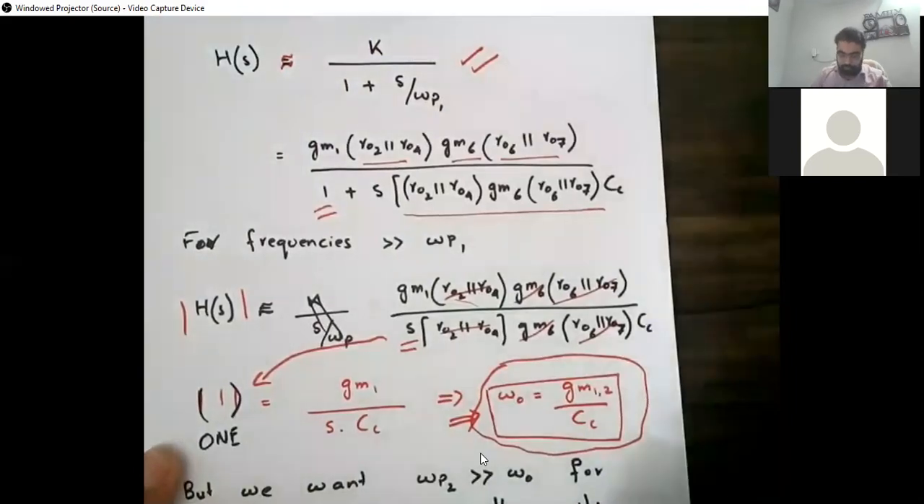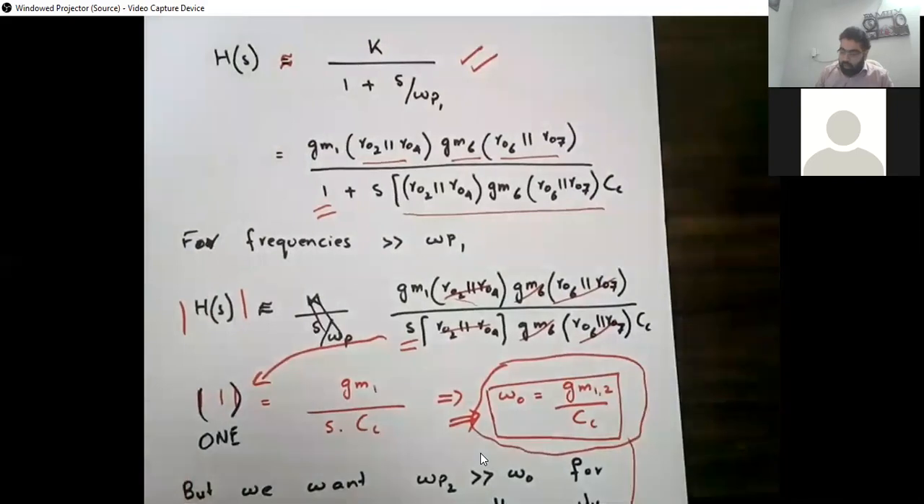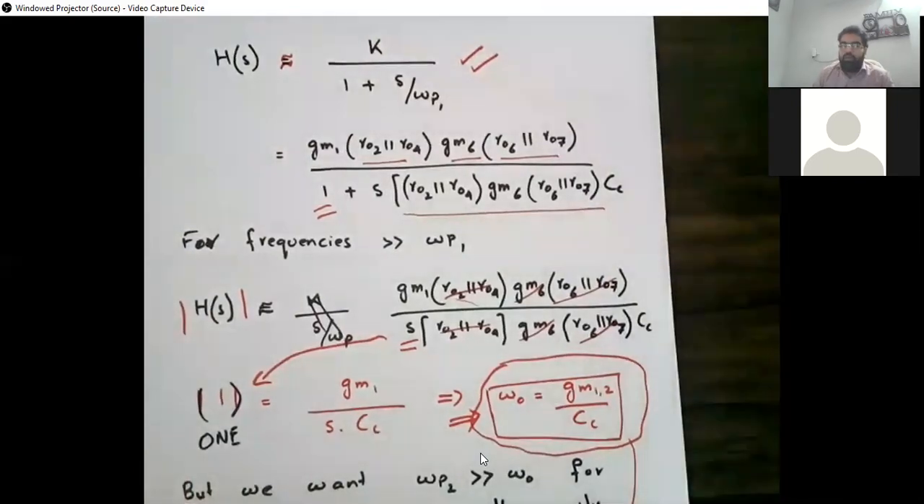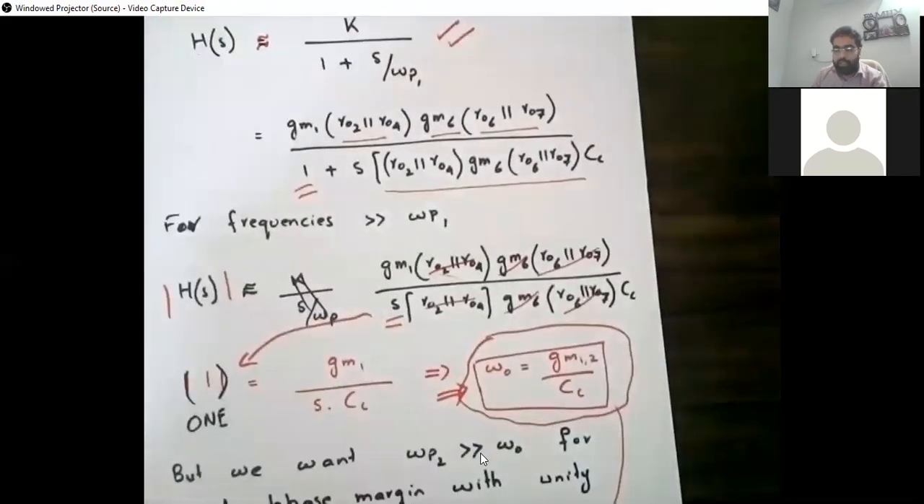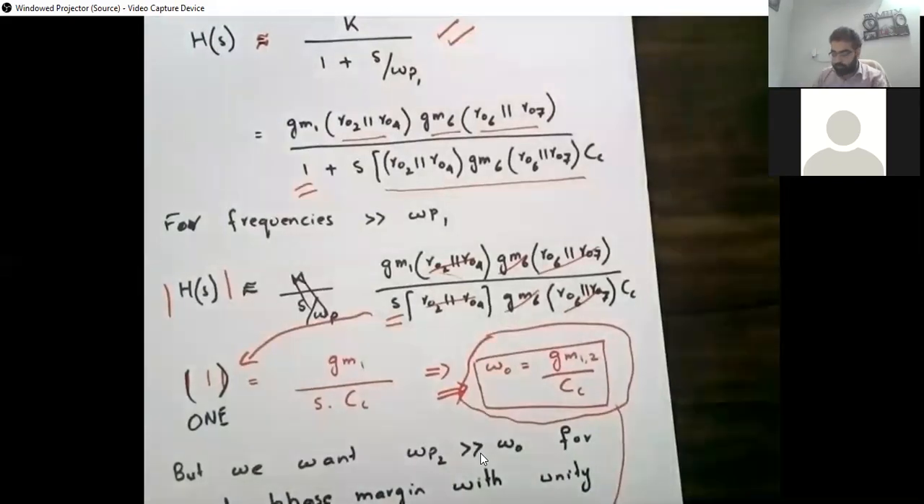Is this clear? What else do we call omega naught? We normally call omega naught also the gain bandwidth product. Okay. So omega naught is basically the maximum bandwidth achieved at unity gain. So as we increase the gain, our bandwidth will go down.